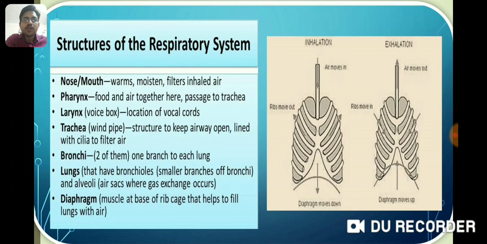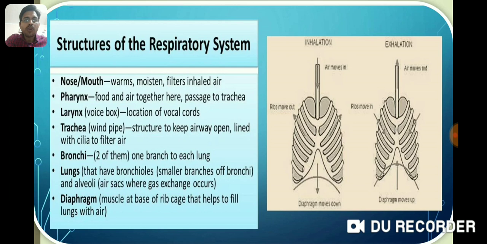What are the functions of these parts? Nose warms, moistens, and filters the inhaled air. Pharynx is a common chamber for food and air, and it leads to the trachea. Larynx, also called voice box, contains vocal cords which vibrate when air passes through it and produce sound.